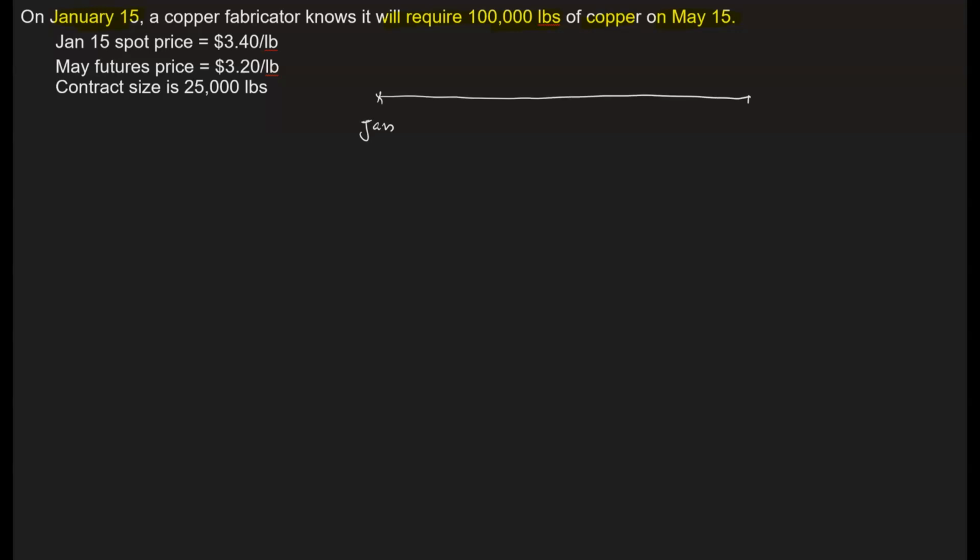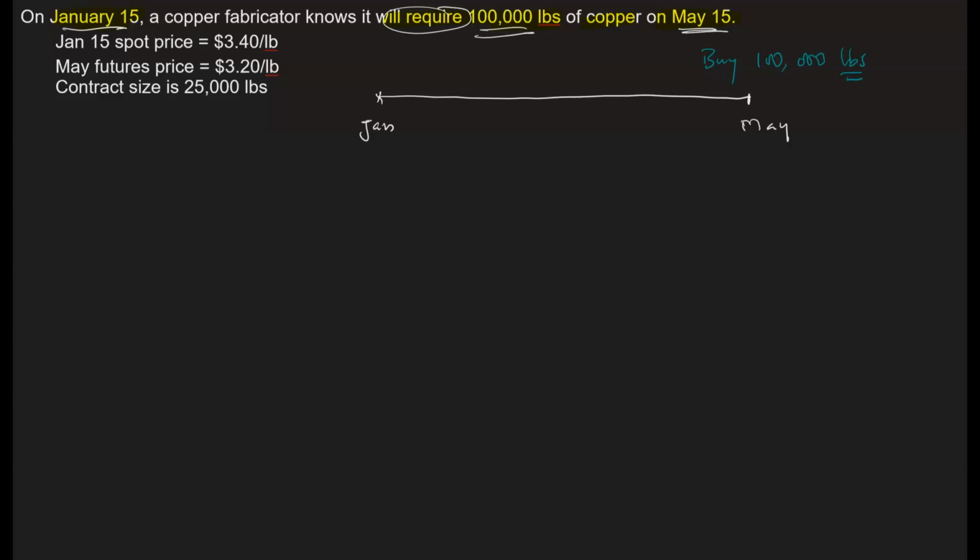And sometime in May, on May 15, we're going to require 100,000 pounds of copper. So this is May. January 15 is today. May is that point in the future. In May, we will need 100,000 pounds of copper. So in May, what we really want to do is buy 100,000 pounds of copper.